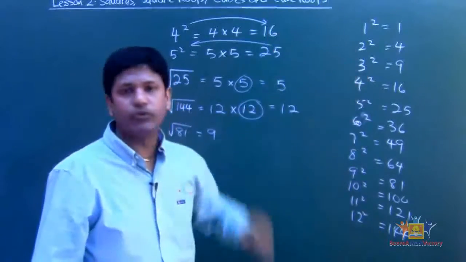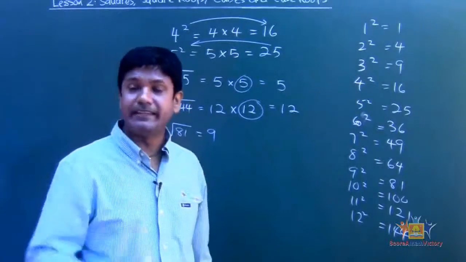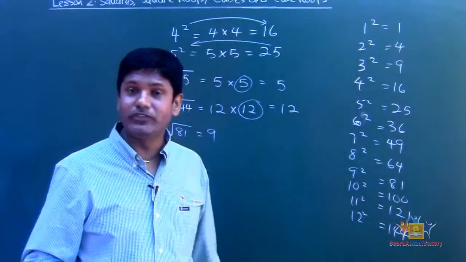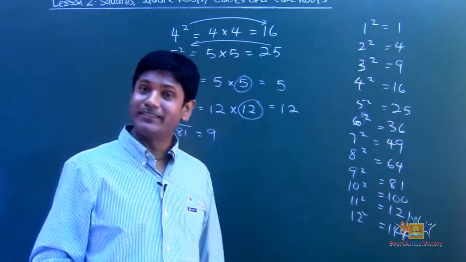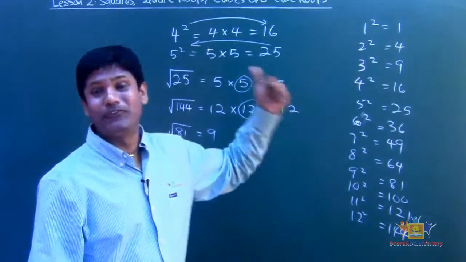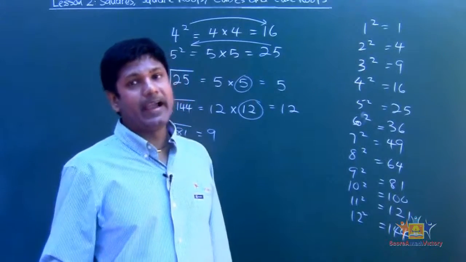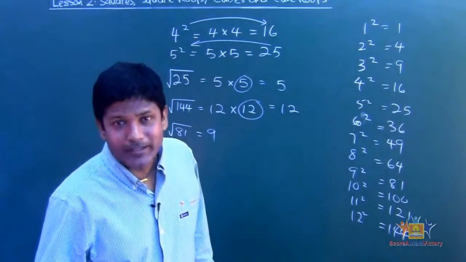If I ask you square root of 25, it's 5. Square root of 64 is 8. Square root of 81 is 9. Square root of 100 is 10. Square root of 144 is 12. Square root of 121 is 11. Square root of 49 is 7. Square root of 4 is 2. Square root of 9 is 3. And square root of 1 is 1.